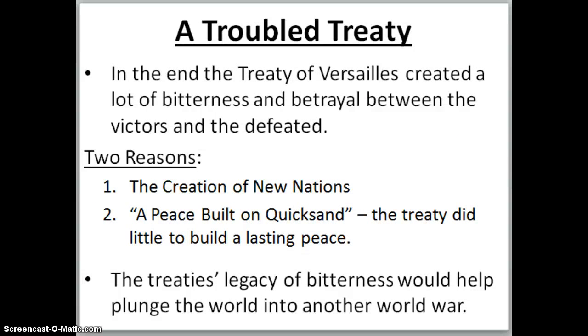All right, a troubled treaty. In the end, the Treaty of Versailles created a lot of bitterness and betrayal between the victors, the winners, and the defeated, the losers, for two reasons. We are going to have the creation of new nations. And the second, the Treaty of Versailles is a peace built on quicksand, meaning the treaty did little to build a lasting peace. The treaty's legacy of bitterness would help plunge the world into another world war.